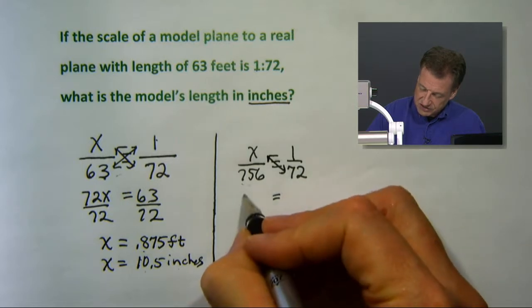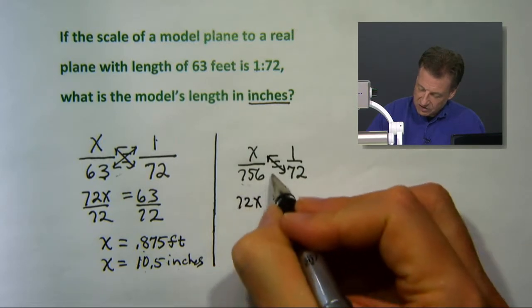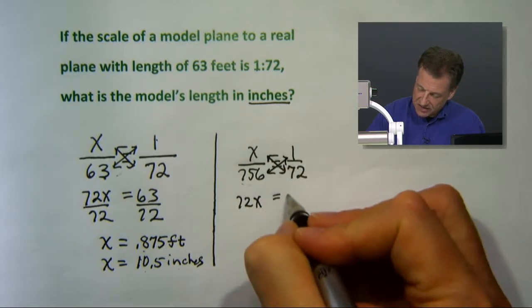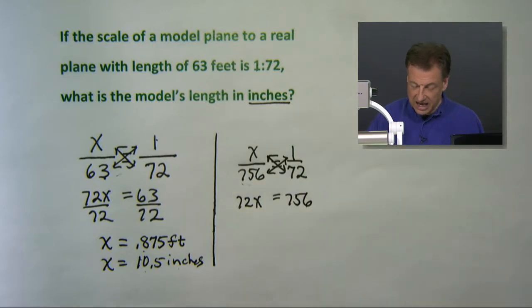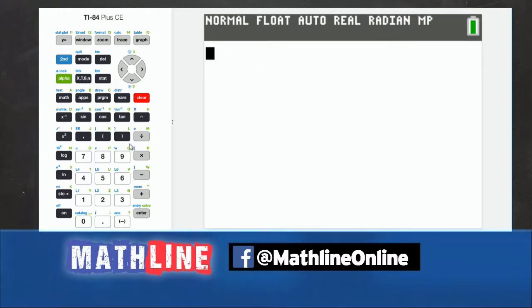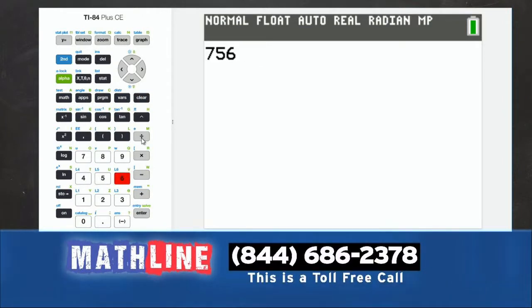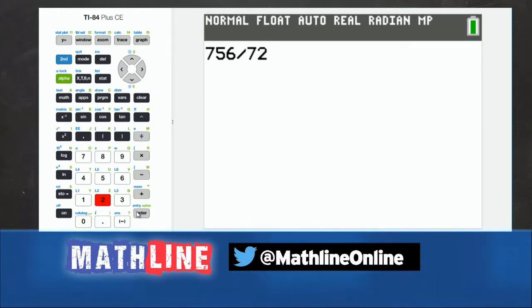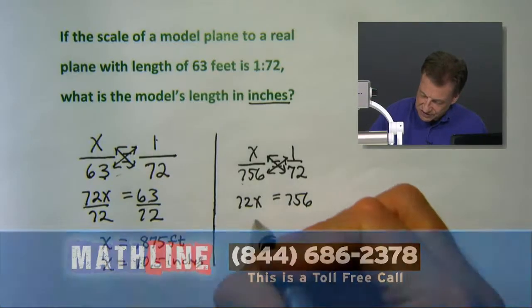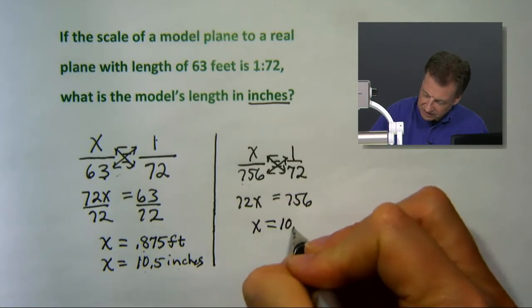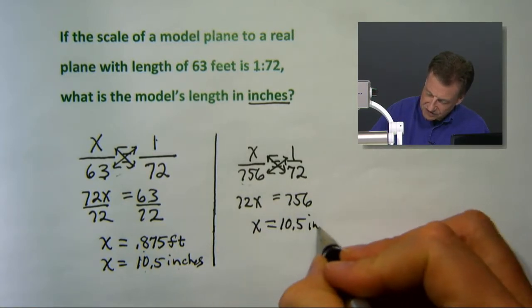We're going to get 72X going one direction and 756 going the other. And when we divide 756, here we go, that calculator again, 756 divided by 72. That's what happens when you get all these big numbers going here. We should have 10 and a half, and guess what? We have 10 and a half right there. So we're back to X equaling 10 and a half inches.